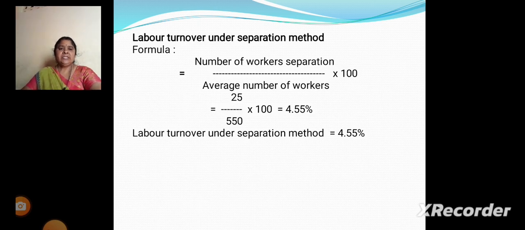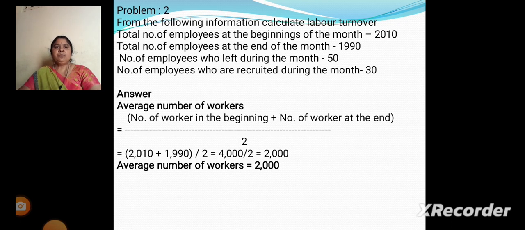Then labor turnover under the separation method is equal to the number of workers separated divided by the average number of workers, into 100. 25 divided by 550 into 100 is equal to 4.55 percent. Labor turnover under the separation method equals 4.55 percent. Next problem.